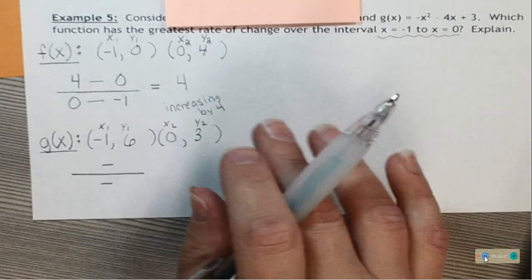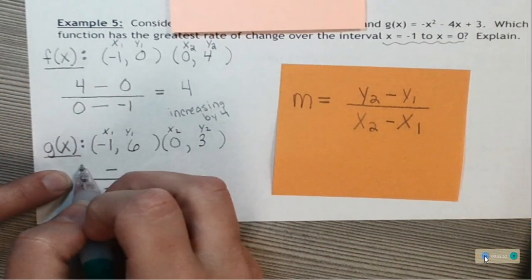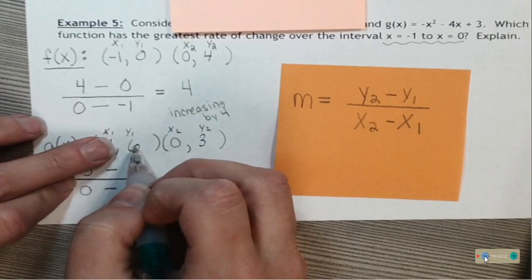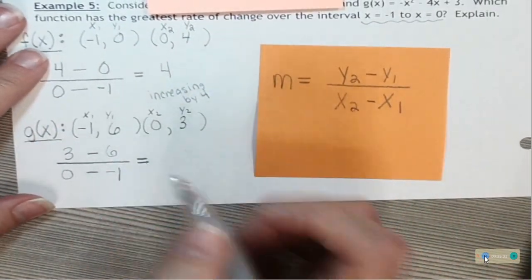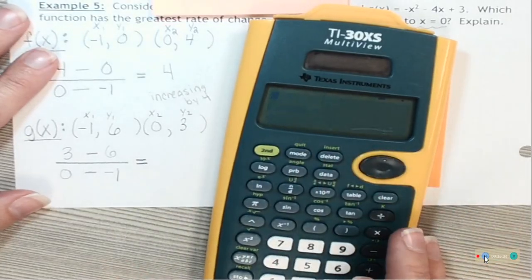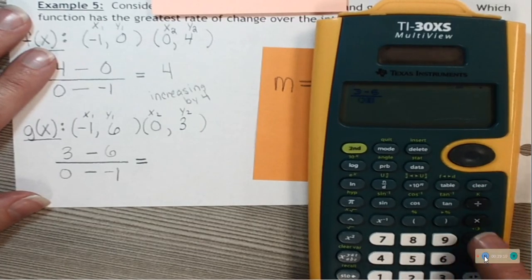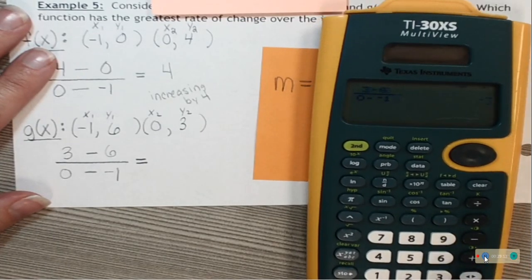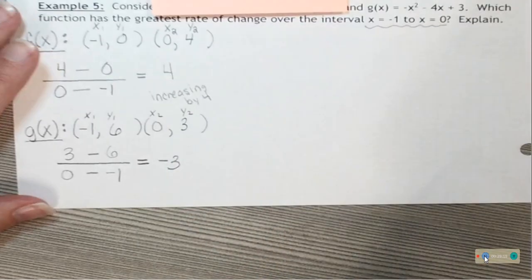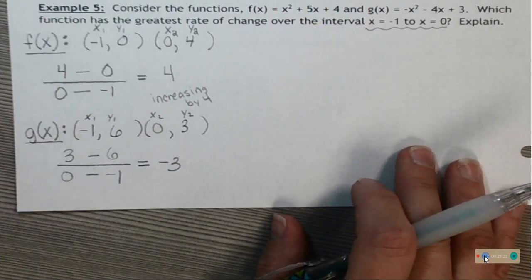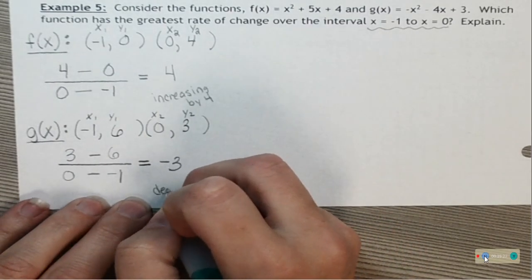So let's plug it in. Let me grab my slope formula again. Here's my slope formula. y2 goes on top and its x is up under it. y1 is on top and its x is up under it. So to find out what that actual rate of change is, I'm going to type it in. Big fraction. 3 minus 6, 0 minus -1. And I get -3. A rate of change of -3. What does that mean about the direction it's going? It's decreasing by 3.